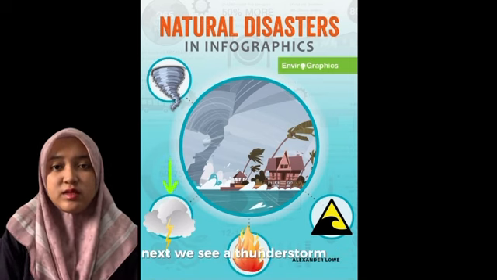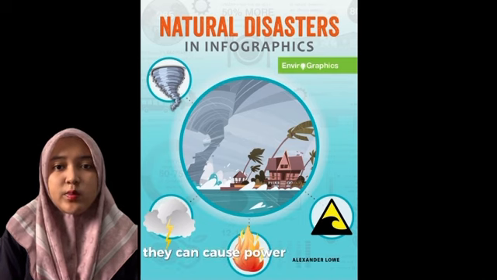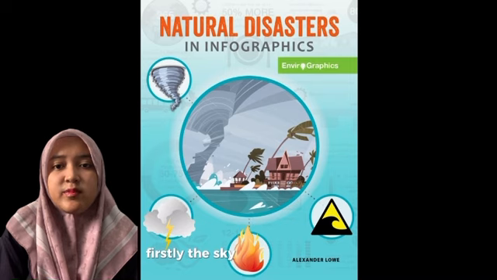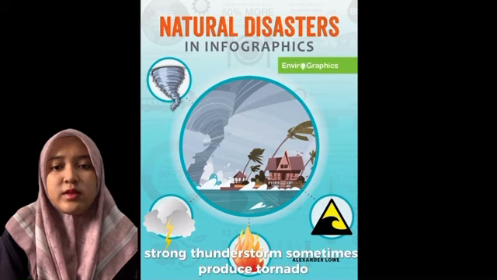Next, we see a thunderstorm, which brings heavy rain, lightning, and sometimes flooding. They are dangerous because they can cause power outages and accidents. Some examples of characteristics of a thunderstorm: firstly, the sky becomes very dark and cloudy. Secondly, sometimes small pieces of ice fall. Thirdly, it can cause a tornado. Strong thunderstorms sometimes produce tornadoes.